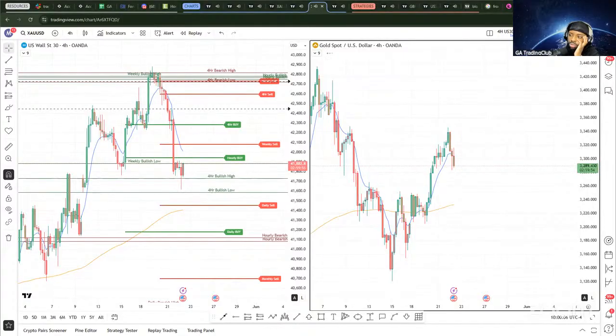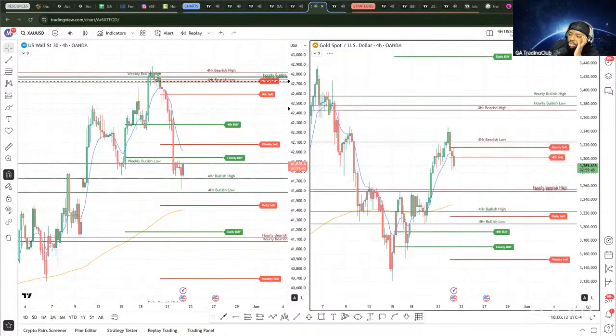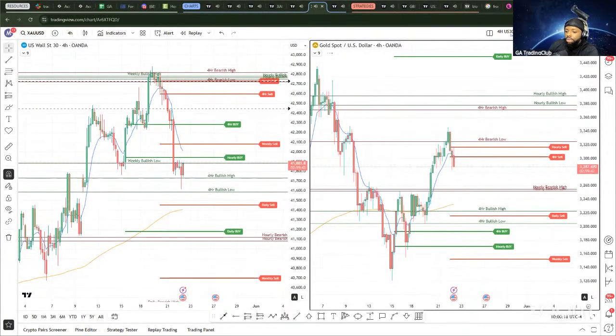Gold rejection resistance, 30 minutes. Okay, so there is a sell on gold. Actually, no, there isn't. US 30 prime breakout resistance on the hourly. Okay, but we didn't close. If we closed above that, I would have taken it.